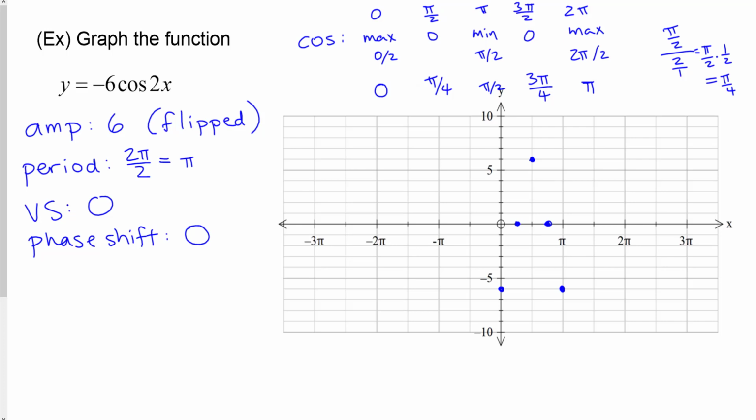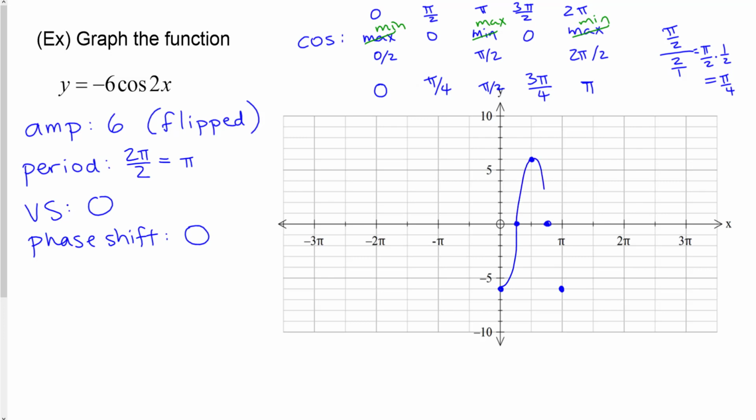The last thing you would need to make sure of is that you include the flip. So anywhere you had a maximum, that would need to flip and be a minimum. And anywhere you had a minimum, that would flip and need to be at a maximum. So just keep that in mind as well. But once that's all put together, I now have a decent sketch of my curve, and that is one cycle. If I needed more cycles, I could easily extend the graph and get more. That's not a problem.